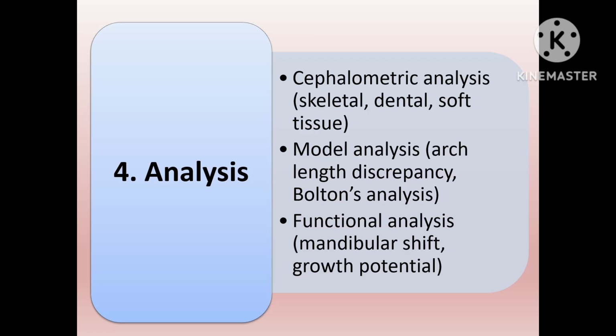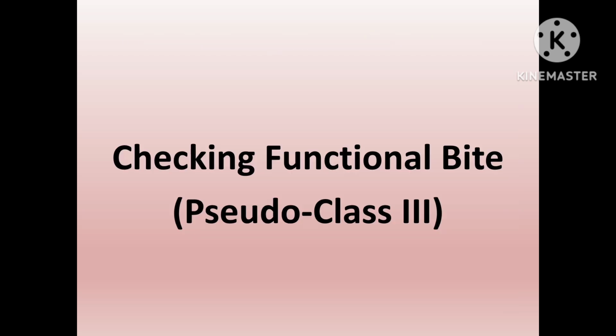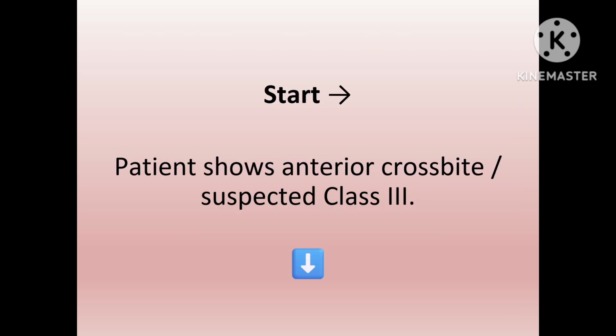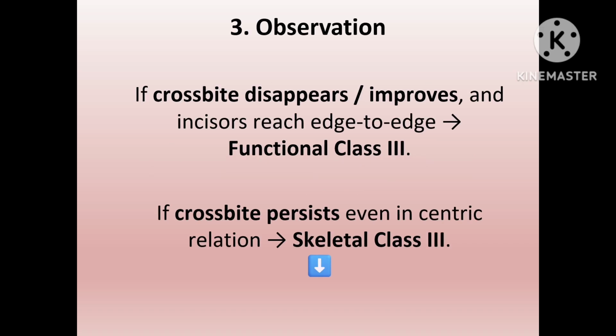When we suspect a class 3 case, we must check whether it is functional or skeletal. First, ask the patient to slowly close the mouth into the most relaxed and retruded position, called centric relation. If in this position the incisors come edge to edge and the crossbite disappears or reduces, it indicates a functional class 3 or pseudo class 3. But if the crossbite remains even when the mandible is guided back, then it is a true skeletal class 3.